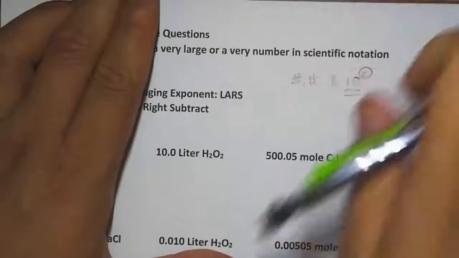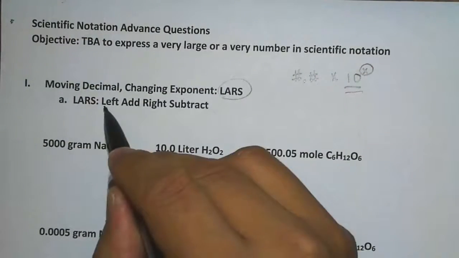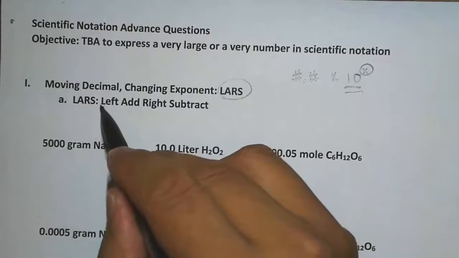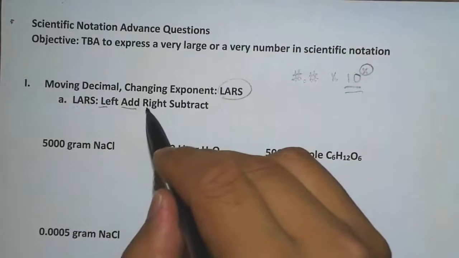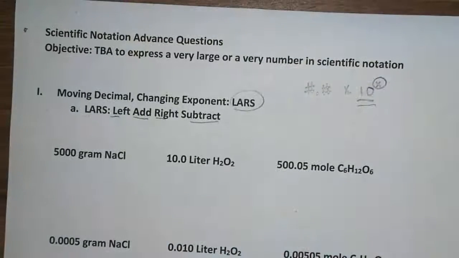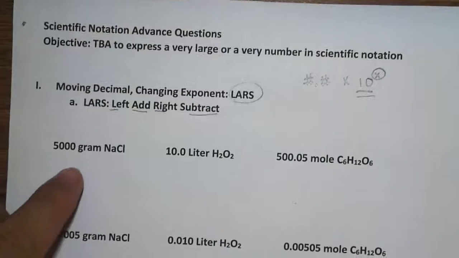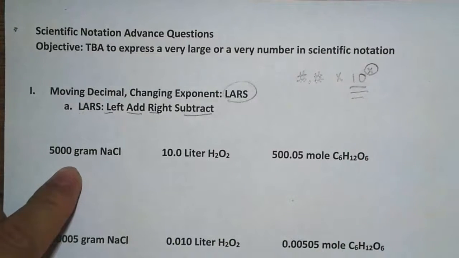And of course, we are going to use the acronym LARS again. L is for moving the decimal to the left, you add to the exponent. And if you are moving the decimal to the right, you subtract from the exponent. So you'll notice the practice problem doesn't have 10 to the power of something.